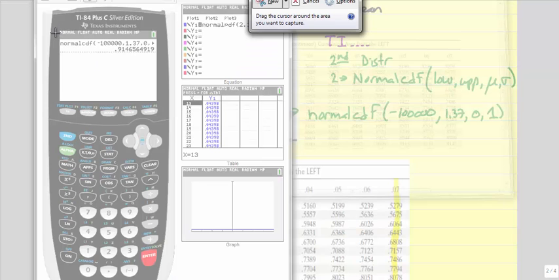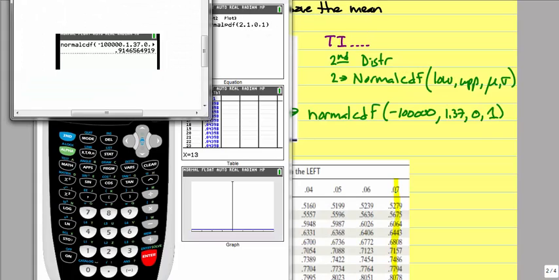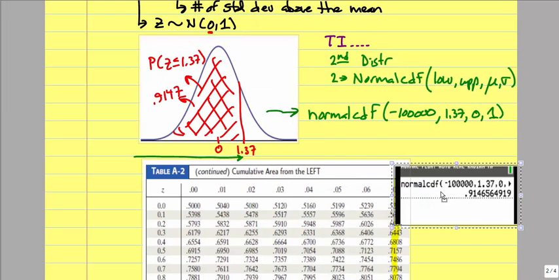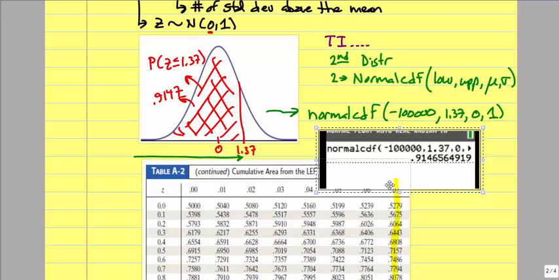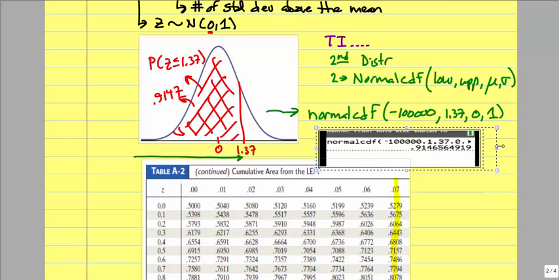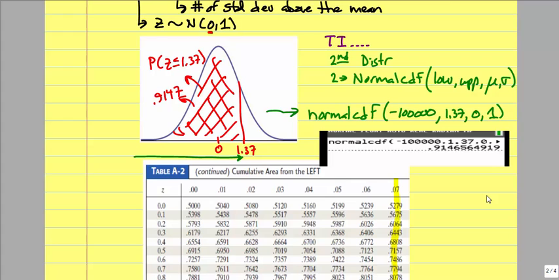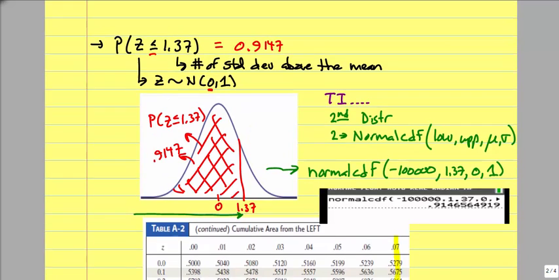Now if I highlight this command, and we'll paste it in here. So I get 0.9146, but for my answer I got 0.9147. But if you notice, if you go to the position, this would be tenths, hundredths, thousandths, 10 thousandths, 100 thousandths position. It would round this to a 7. So this would be 0.9147 as well. So our calculator gives us the same value, we just have to be careful about rounding.